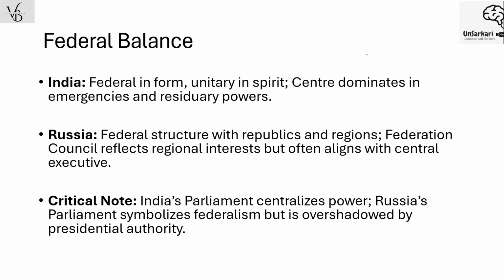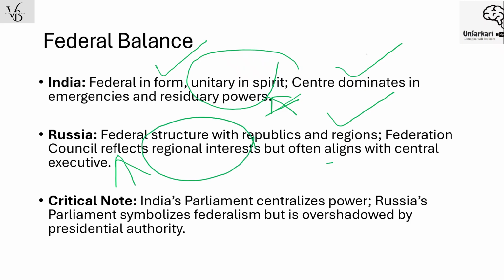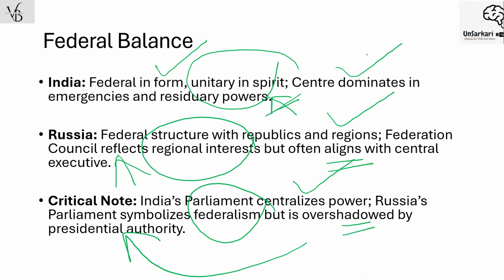Federal balance, when we say, then India is federal in form, okay, but unitary in spirit. That's why none of the states can go away, none of the states can talk about separation. The center dominates in emergencies, and the center also has control over residuary powers. But in Russia, a federal structure is there with republics and regions. The Federation Council reflects regional interests, but it often aligns with the central executive. So that means a tilt is there towards the central executive. In India, the parliament centralizes power, whereas Russia's parliament symbolizes federalism, but it is overshadowed by presidential authority. That is very important to see.